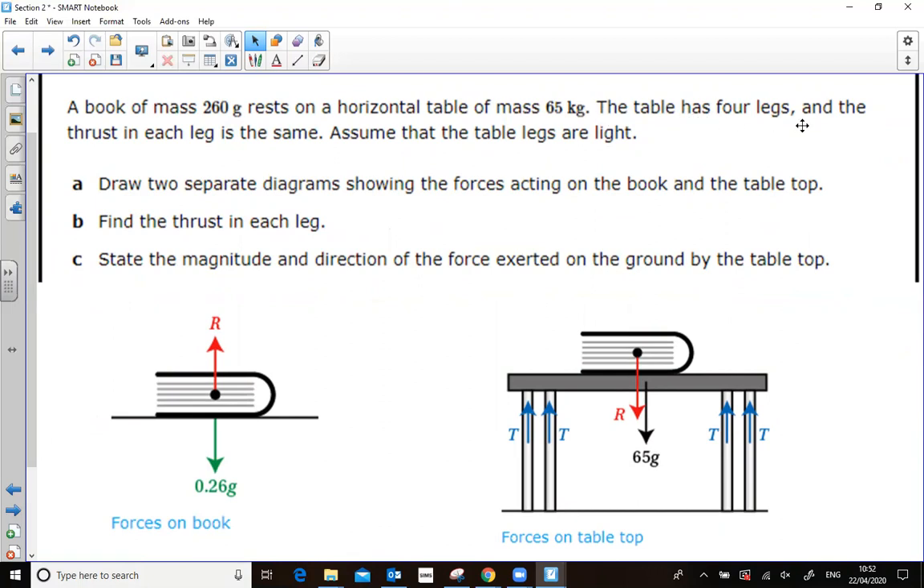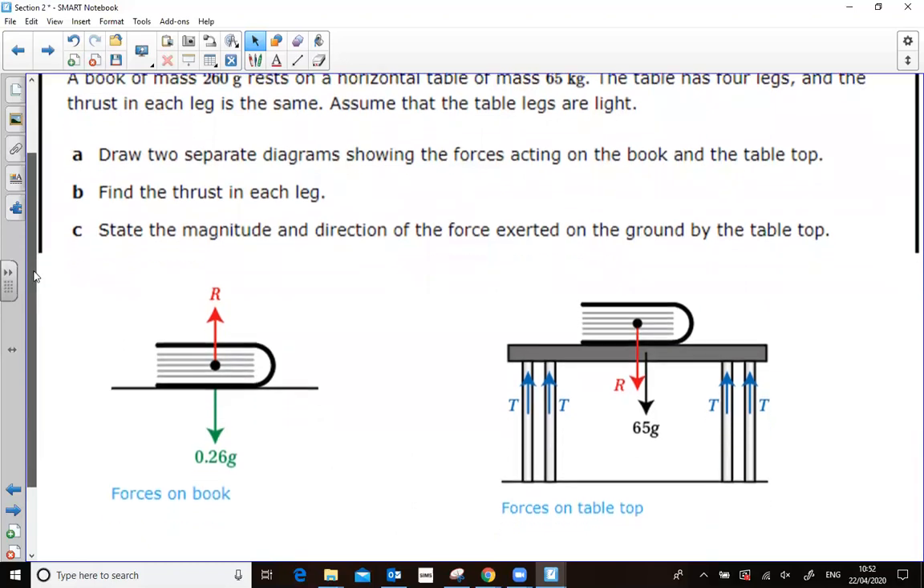The table has 4 legs and the thrust in each leg is the same. Assume that the table's legs are light. Part A, draw 2 separate diagrams showing the force acting on the book and the tabletop.